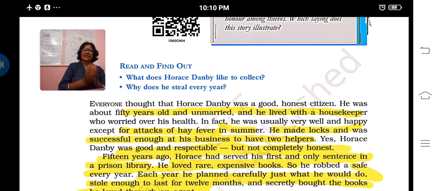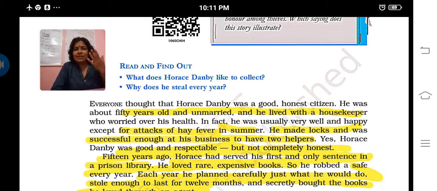Now we come to the introduction of Horace Danby. He was a good, honest citizen, and he was 50 years old and unmarried. He lived with his housekeeper, and he was very good at making locks. And whom did he have with himself? 2 helpers. Horace Danby was good and respectable, but not completely honest.